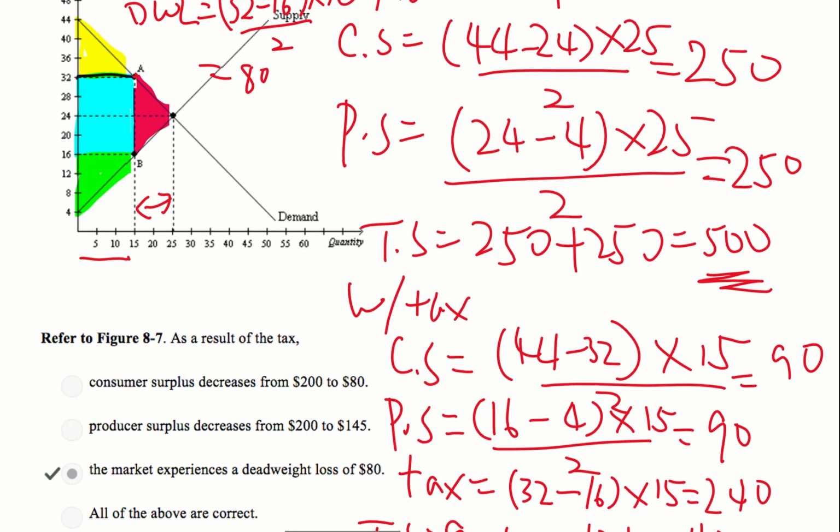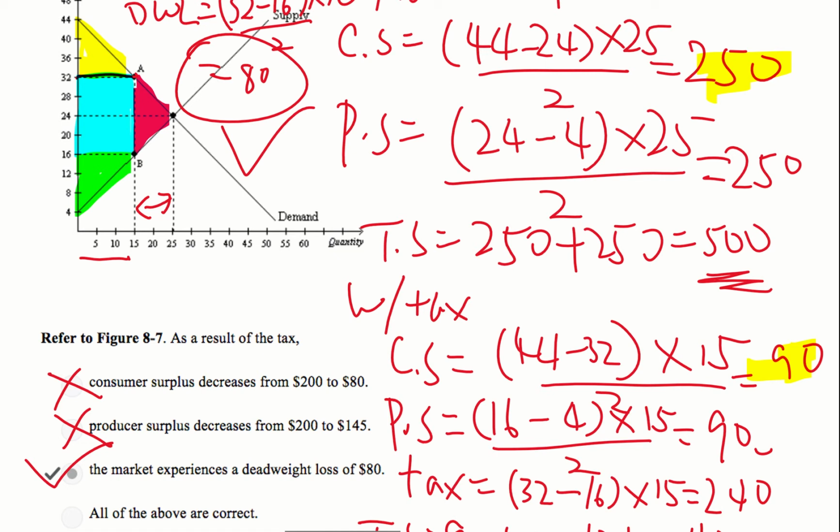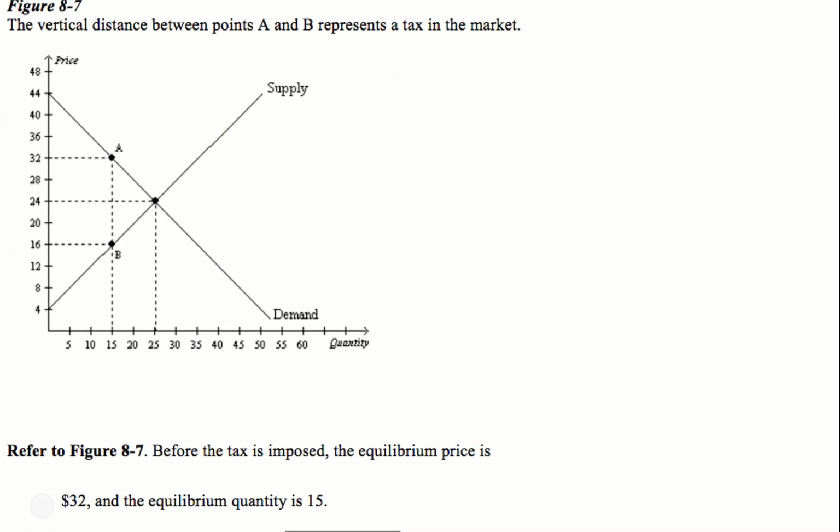All right, so the first one says consumer surplus decreased from 200 to 80. That is wrong because it decreased from 250 to 90. So it's not 200 to 80, so that's wrong. Answer B says producer surplus decreased from 200 to 145. That is also wrong. This is from 250 to 90. The next, the market experiences a deadweight loss of 80, which is 80. That is right. So the only good answer is C. Okay. All right. Next question.